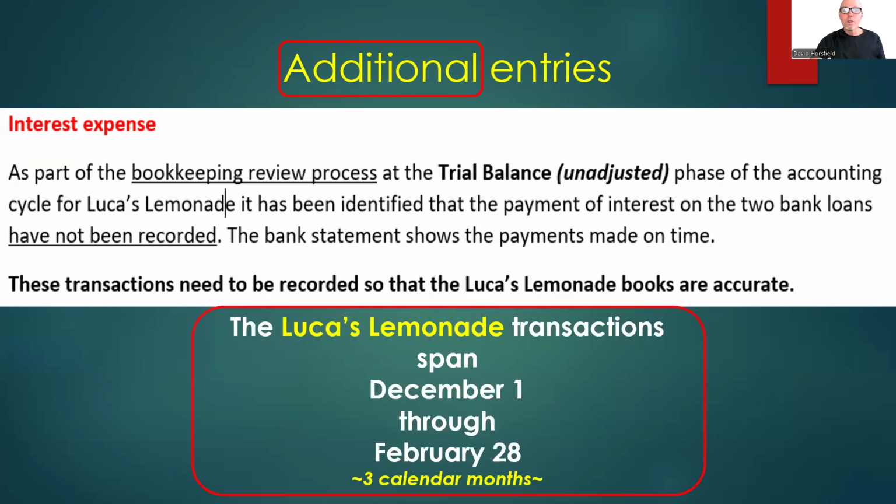So these Luca's Lemonade transactions, this accrued expense, spans December 1, which was when that first loan was taken out, all the way through to the end of February. So imagine we're at the very end of February, looking back over the 3-month period, and 3 months in accounting terms is considered a quarter. It's a quarter of the year. So we're closing out the books at the end of a quarter, and we're about to start a new quarter. So that's us spanning different accounting periods. So we're looking back over that 3-month period.